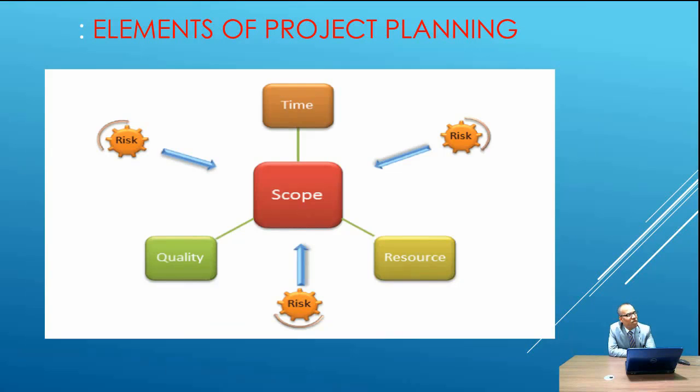و element of project planning عندنا المراحل، يعني الاليمنت العناصر الرئيسية اللي هي التايم والريسورس والكواليتي، ومرتبطة بها الريسك، يعني من خلال هذه العناصر.